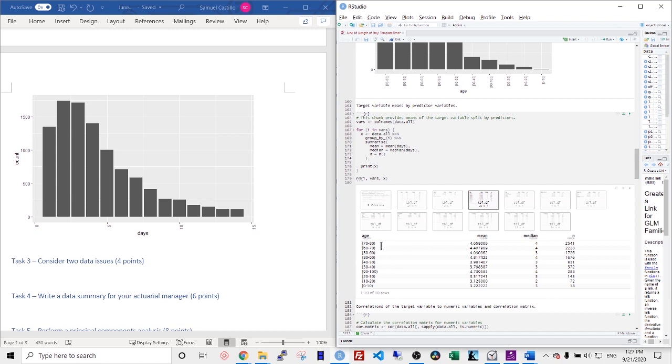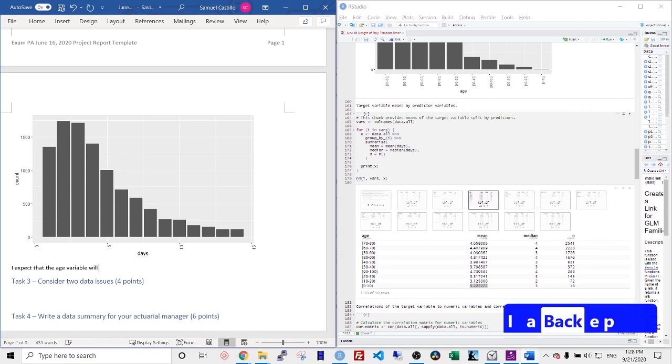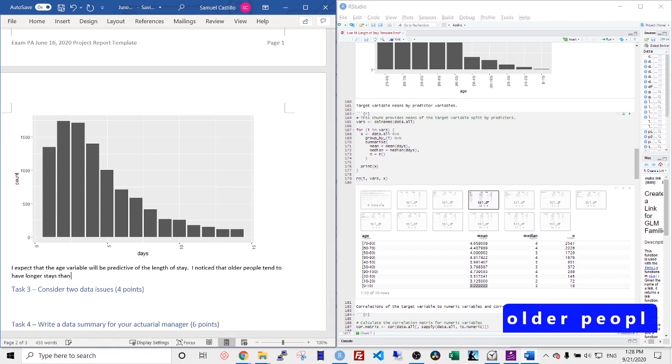And so this is somewhat confusing because the age here is not ordered. Well, it goes 10, 20, 90, 100, 30, etc. But I do see some significant differences, like the mean is 4.7 for old people from 70 to 80. For kids from the ages 0 to 10, though, it's much lower. So I would say I expect that the age variable will be predictive of the length of stay. I noticed that older people tend to have longer stays than younger people.